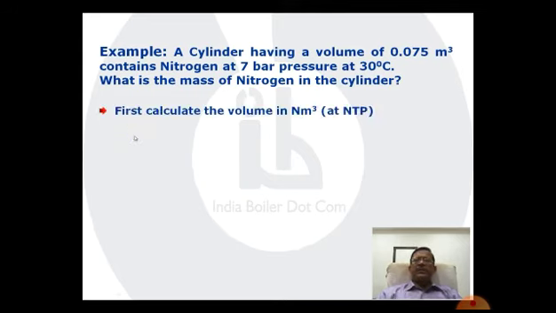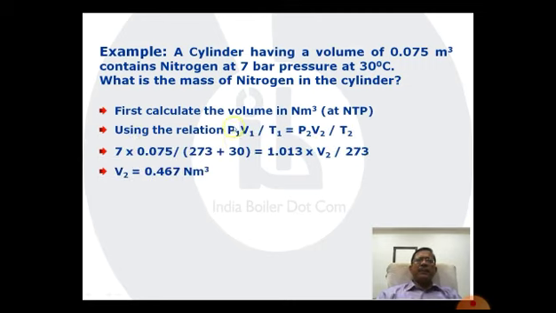Okay, so I use the relationship P1 V1 by T1 is equal to P2 V2 by T2 to give the temperature correction. Here I can say the P1 is 7 bar, the V1 is 0.075 meter cube, the T1 is 30 degrees centigrade, which is 303 Kelvin, and I convert into NTP, therefore 1.013 bar. This was bar, so I have to keep this in bar, and the temperature is 273 Kelvin. What is going to be V2? V2 comes out as 0.467 Nm cube. That is at NTP condition.